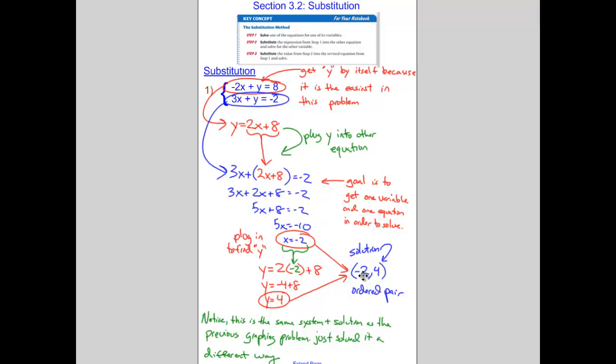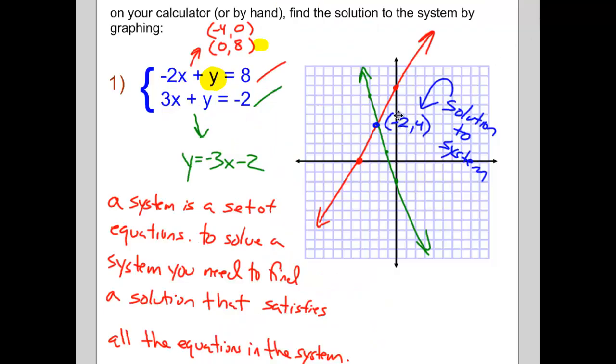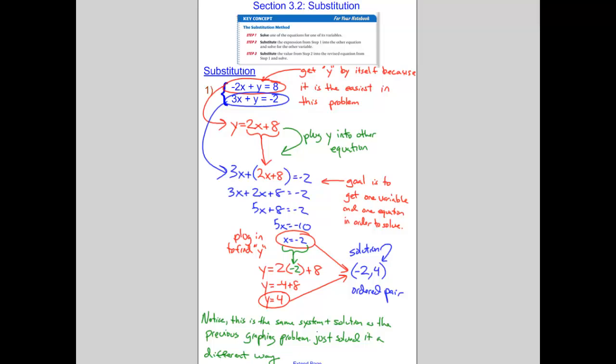So we have the point (-2, 4). Notice this is the exact same problem as the graph: (-2, 4), the same equations. I'm showing you the exact same system, just showing you a different way to solve it: substitution. So again, this works when you can get one variable by itself pretty simply.